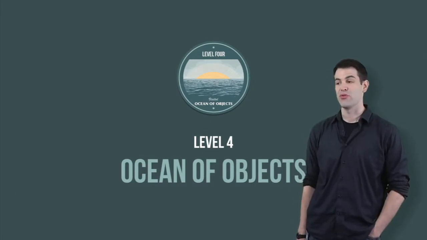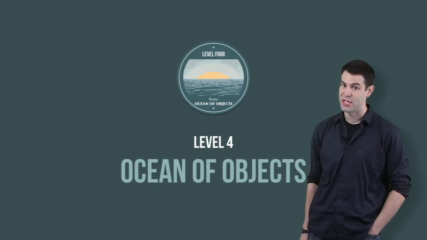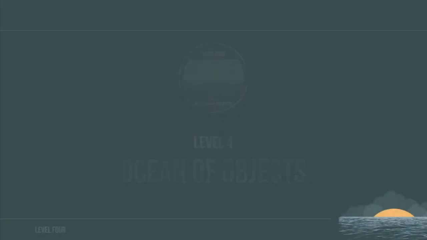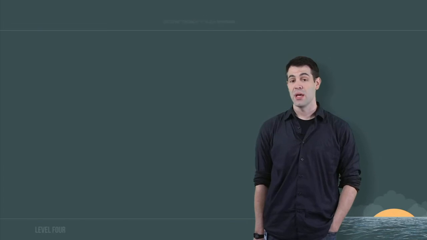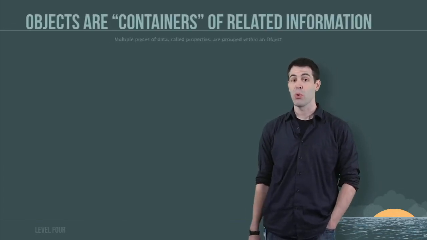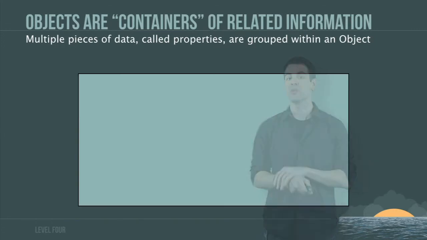Welcome back. This is level 4, the ocean of objects. Hope you had a great amount of fun hoisting your hearts out in the last challenges. Let's move on to exploring the object. What is an object? Well, an object is a container of related information. There will be multiple pieces of data called properties that are grouped within an object.